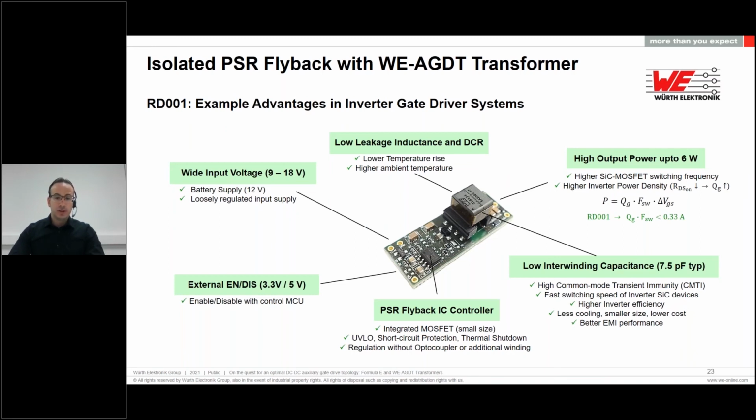But not only that, lower power losses also mean that we might be able to optimize the cooling system. So reducing the size and the cost of the cooling system is another potential benefit. And in addition to this, it also helps us to achieve better EMI performance, because the lower the interwinding capacitance of the transformer, the lower the common mode current coupling between the two grounds, high voltage side and low voltage side.